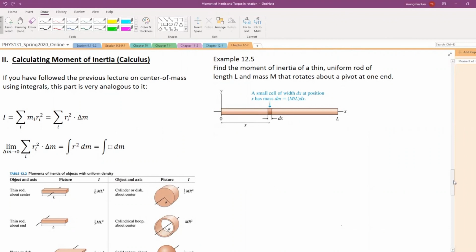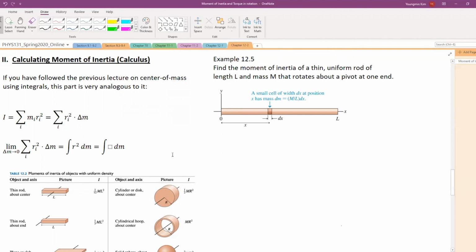Now that was a discrete case. Let's now develop this tool into using calculus. If you have followed the previous lecture on the center of mass and how we went from using summation to integral, I strongly recommend you to review that part, because this part is very, very analogous to it. In fact, I'll refer to that lecture here, skipping some of the details.